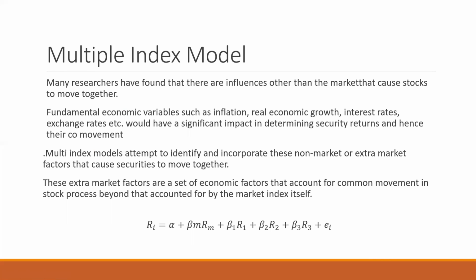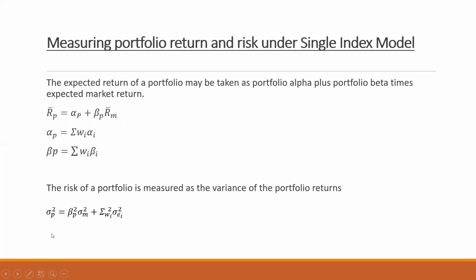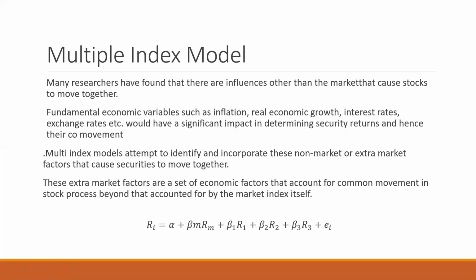In the case of risk also, we know the formula to calculate risk in a single index model is the beta square of the portfolio into the variance of the market. Now, if it was a multiple index model, in between these two values there will come beta square portfolio into variance of factor 1, beta square portfolio into variance of factor 2, beta square portfolio into variance of factor 3. Those three elements will also come in between this. Other than that, there is no other change between single index model and multiple index model.